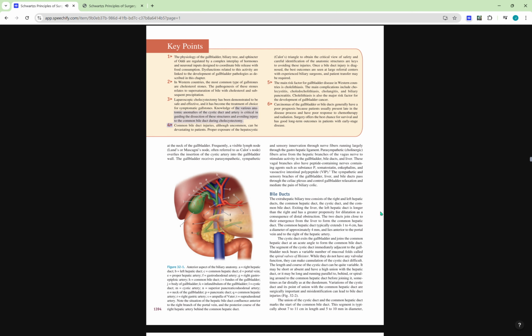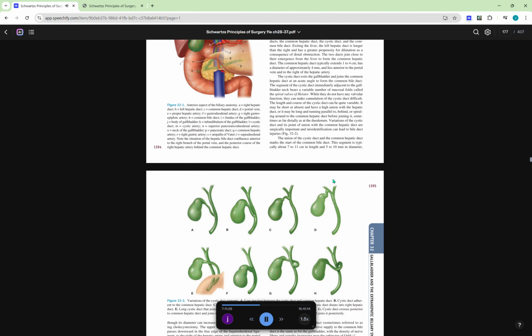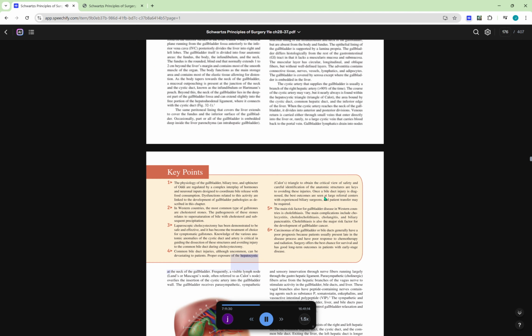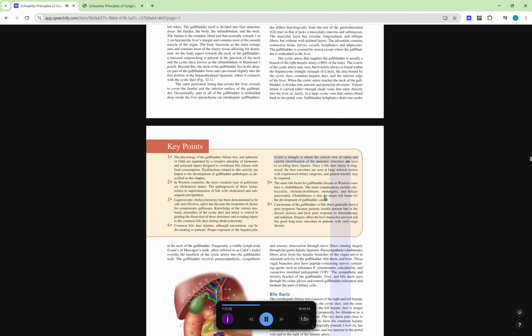4. Common bile duct injuries, although uncommon, can be devastating to patients. Proper exposure of the hepatocystic triangle to obtain the critical view of safety and careful identification of the anatomic structures are keys to avoiding these injuries. Once a bile duct injury is diagnosed, the best outcomes are seen at large referral centers with experienced biliary surgeons, and patient transfer may be required.